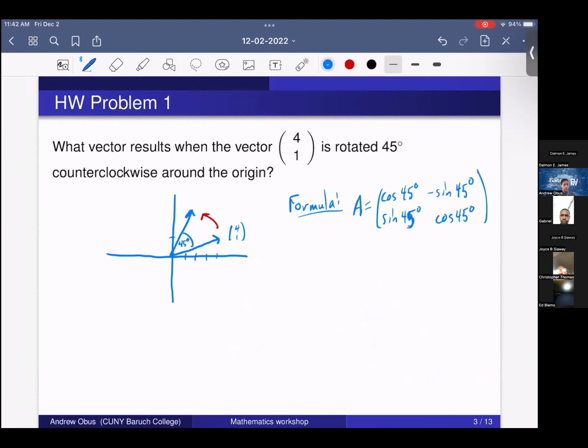Okay, so what we want to do is calculate A times V, where V is our given vector (4, 1). This is straightforward, we just have to do it. But first, let's write down the matrix A, right? I have it as cosine 45, minus sine 45, sine 45, cosine 45. But can anybody tell me what the actual entries of A are in terms of numbers, without using trigonometry?